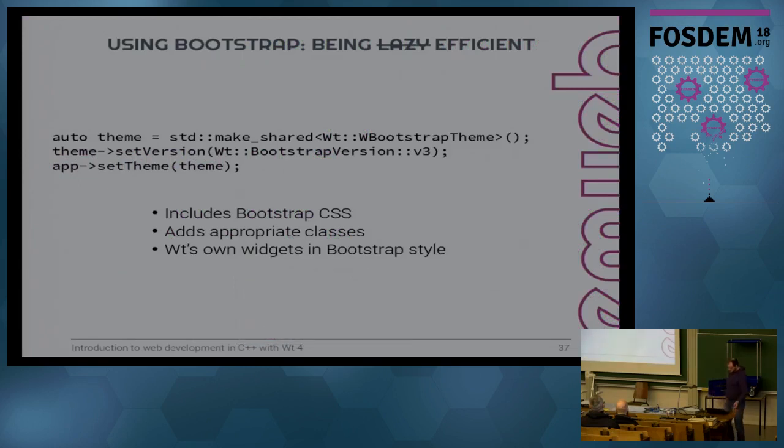Okay, so if you want to be a bit more lazy and you want to make something that looks nice quite quickly, you could use Bootstrap. So Witty has support for theming. So we support Bootstrap 2 and 3 currently, not 4 yet. So you create a new Bootstrap theme, you set the version to 3, and then you set the theme, and that will automatically include all of the necessary CSS for Bootstrap, and it will add the appropriate classes to the appropriate widgets, and Witty's own custom widgets will also be in a Bootstrap kind of style.